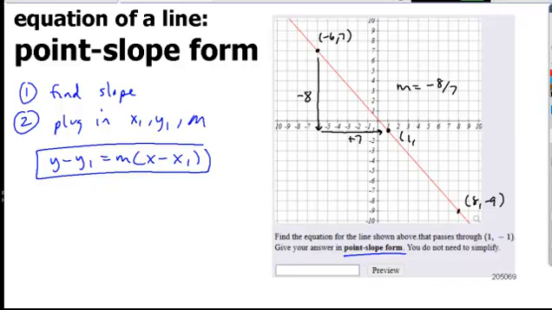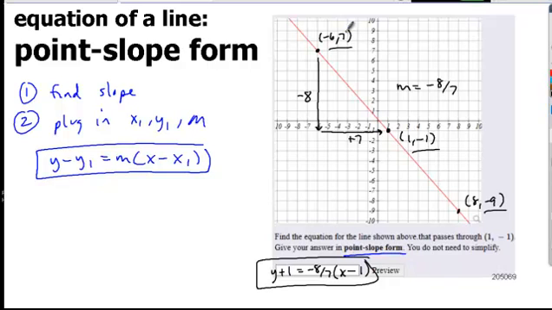-8/7. Okay, and so what I can do is plug in any point. Well, I'm going to use this point (1, -1) since they gave it to me, but I could have used any of these 3 points to come up with my solution. And I'm going to get y minus, my given y is -1, so it becomes a +1, equals my slope, -8/7 times x minus my given x, 1. So this is probably the most common answer that you would find.